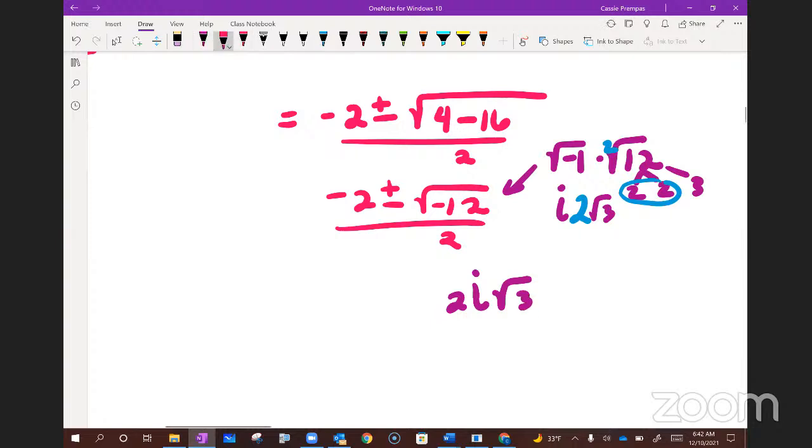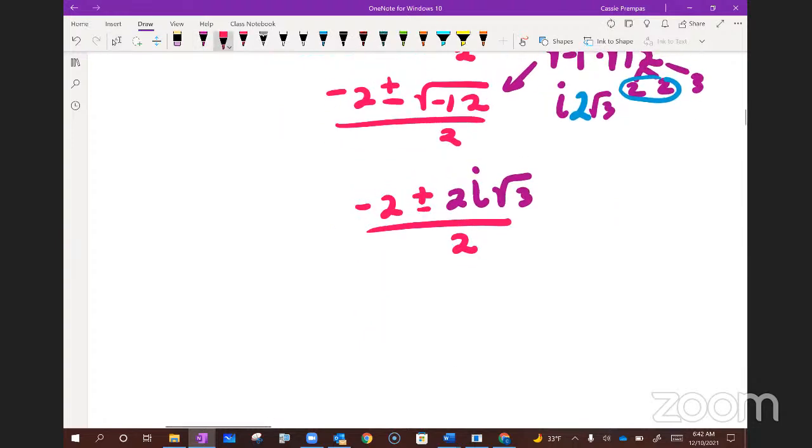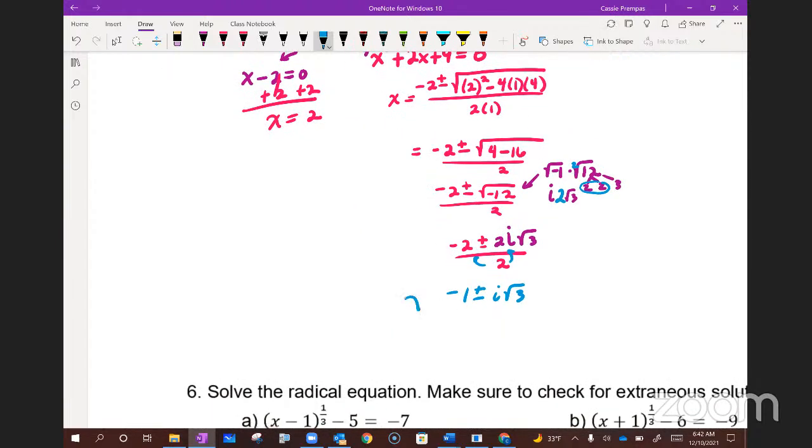And then I still have negative 2 plus or minus 2i root 3 over 2. Lastly, yes, 2 does go into each of those evenly. And so my answer is negative 1 plus or minus i root 3. And could we have solved that one by completing the square? Yeah, it might have even been easier, but we just reviewed using the quadratic formula.